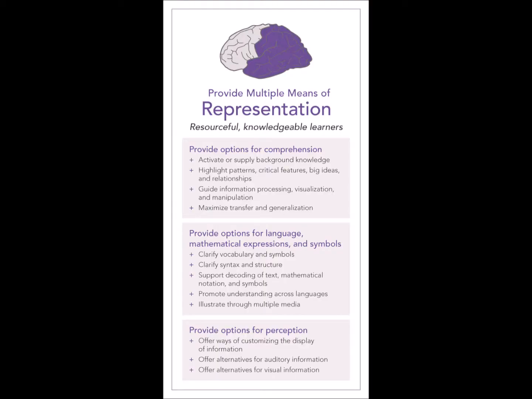The next principle is providing multiple means of representation. This was similar to the earlier slides, whereby students learn from a variety of methods. The first guideline of providing options for comprehension includes addressing variability in learners' prior knowledge and experiences, ability to recognize critical features and patterns, approaches to processing and integrating new knowledge, and ability to transfer and generalize knowledge.